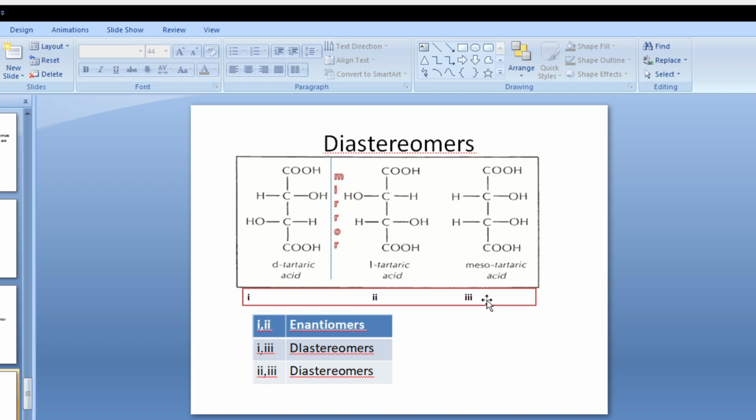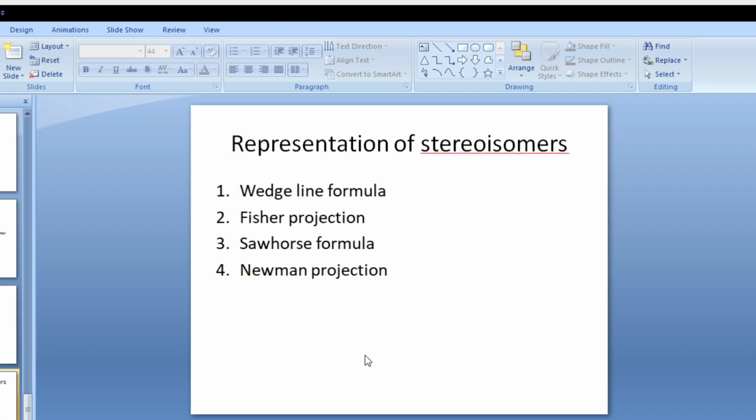So now try to bring out the relationship. 1 and 2 are mirror images and non-superimposable, so they become what? Enantiomers. What about molecules 1 and 3? 1 is D-tartaric acid and 3 is meso-tartaric acid. So 1 and 3 are what? Diastereomers. What about 2 and 3? 2 and 3 are not mirror images, so they become diastereomers.